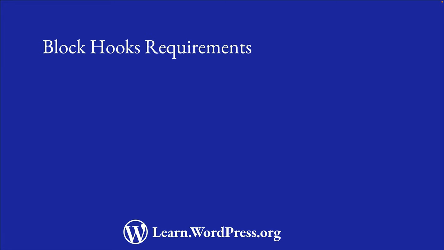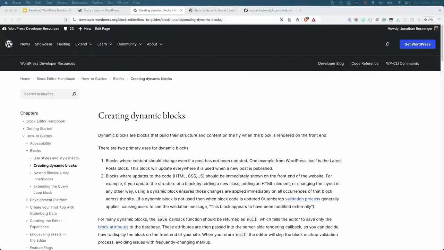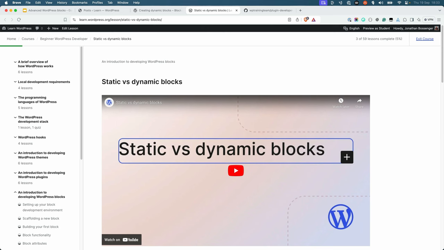In order to use the block hooks API, you need to create a dynamic block, not a static one. A dynamic block is one where the block's structure and functionality is built on the fly using PHP when the block is rendered on the front end. In the lesson on static versus dynamic blocks in the Beginner WordPress Developer Learning Pathway, you learned how to convert a static block to a dynamic one by creating a render.php file to generate the block's output when a front-end request is made for a post or page that includes the block.